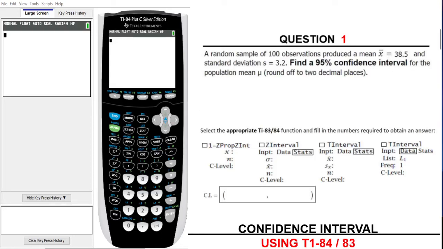Now let's take the first question. A random sample of 100 observations produce a mean x bar equals 38.5 and standard deviation x equals 3.2. Find a 95% confidence interval for the population mean mu and then round off your answer to two decimal places.